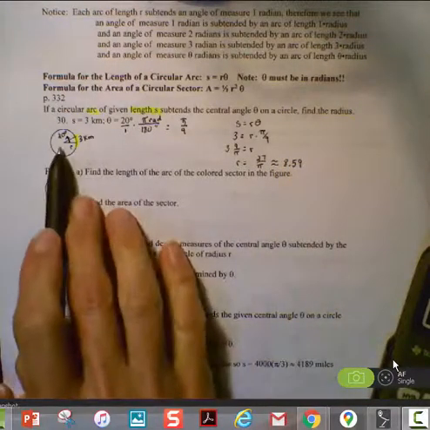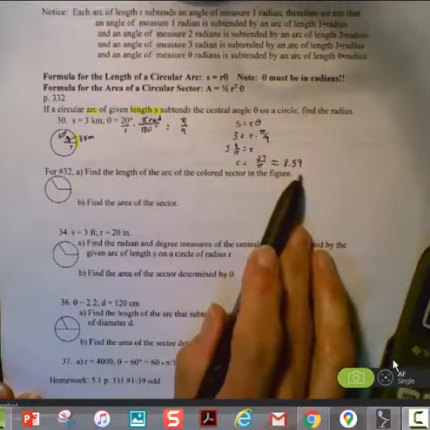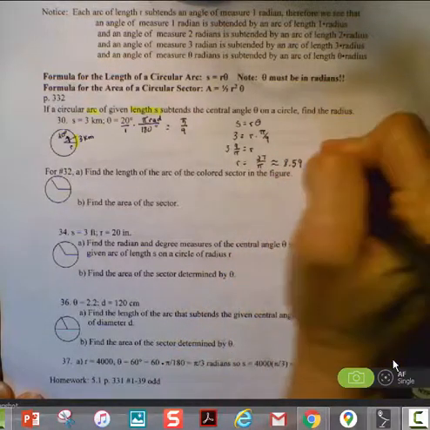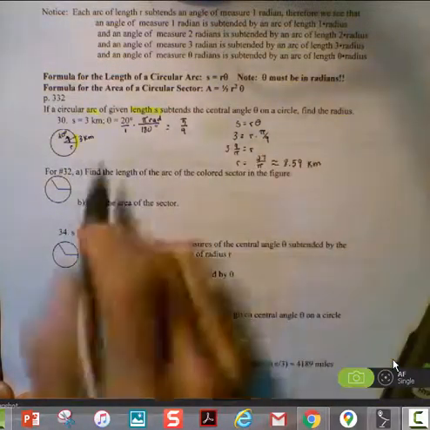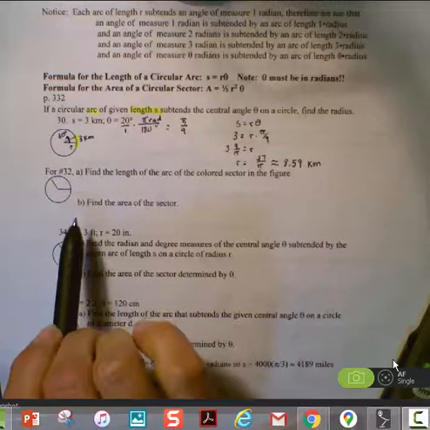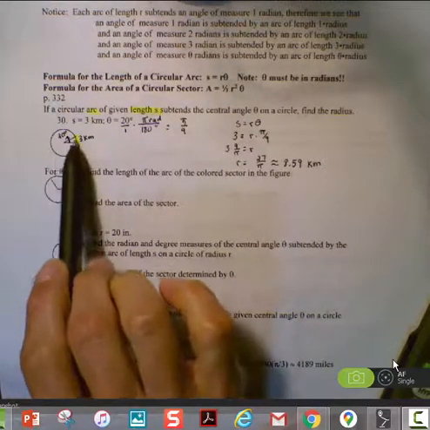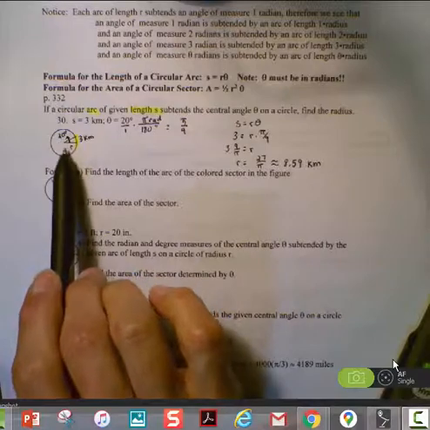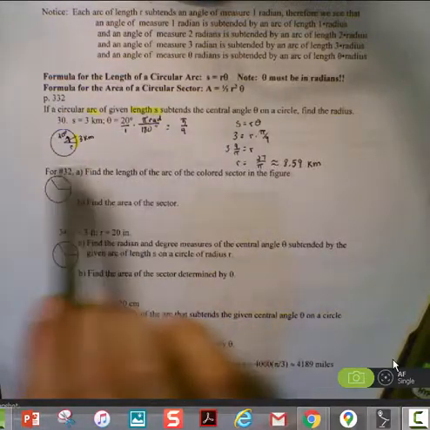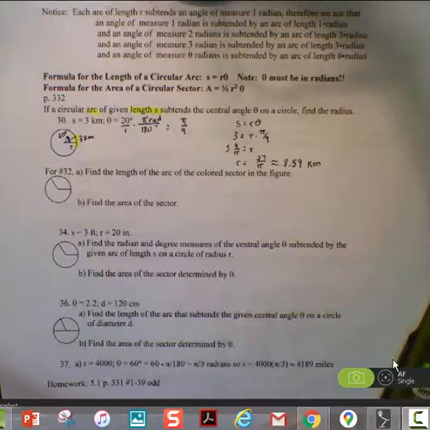So if I have a circle with radius 8.59, and that's kilometers because that's the same units as the arc length, then a 3-kilometer arc length would subtend a 20-degree angle, or an angle of pi over 9 radians.